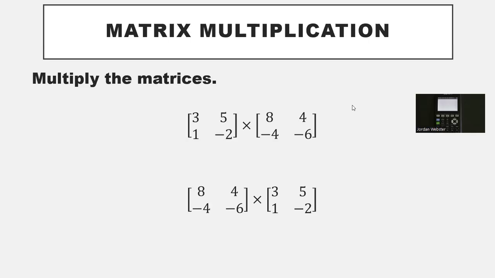What if we wanted to do matrix multiplication on the TI-84 calculator? Well, that's going to go in a very similar way. Let's do these two examples. Here we have a matrix, I'll call 3, 5, 1, -2 matrix A, and I'll call 8, 4, -4, -6 matrix B. So I'm going to take matrix A times matrix B, and then matrix B times matrix A.